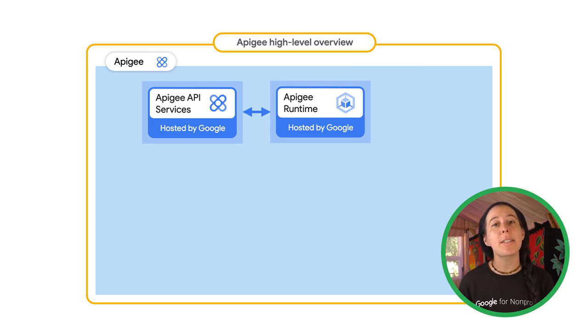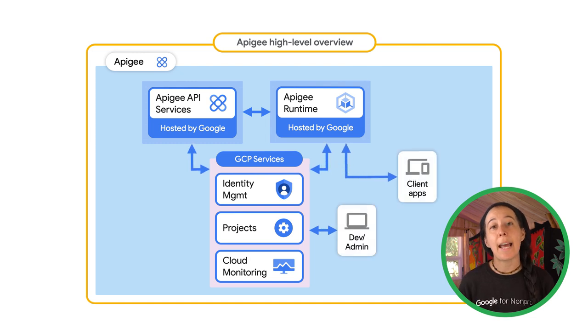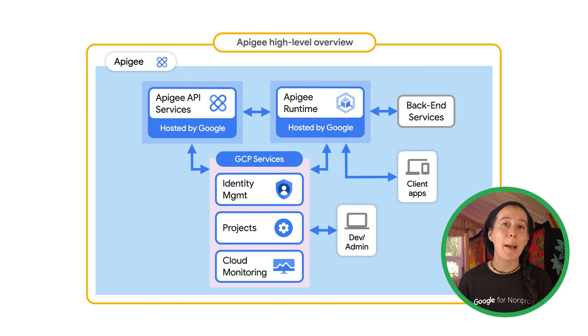Additionally, Apigee uses other Google Cloud services, such as identity management, logging, analytics, metrics, and project management functions. And then there are backend services used by your apps to provide runtime access to data.